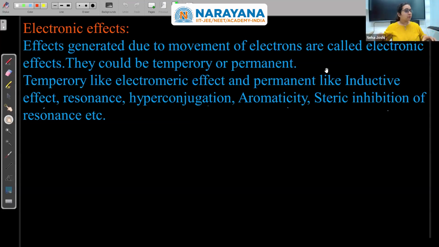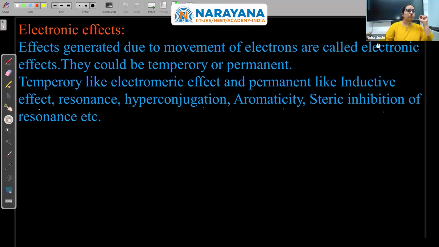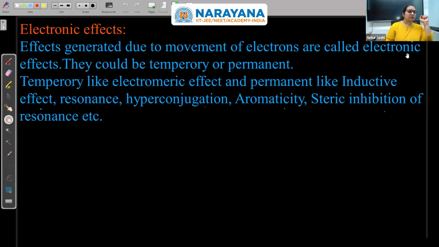So let's start. As we have seen, it is a class for GOC. Now, GOC is General Organic Chemistry, right? In this, we will, of course, start with electronic effects. Now, electronic effects, if we see, so any such effect which is generated due to movement of electrons, these are called electronic effects. They could be temporary or permanent.